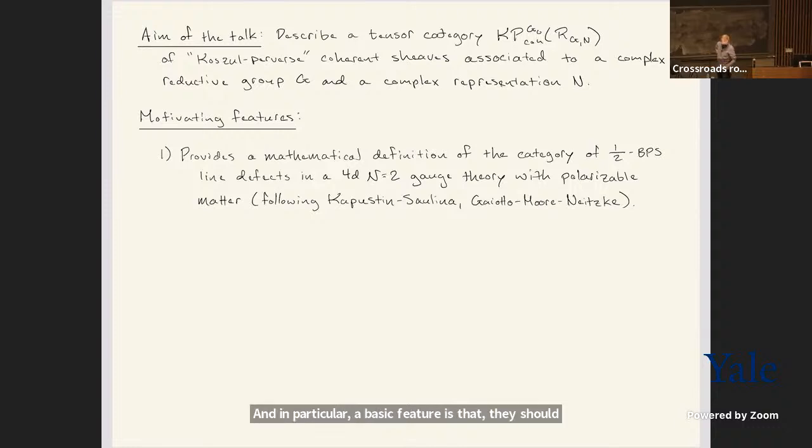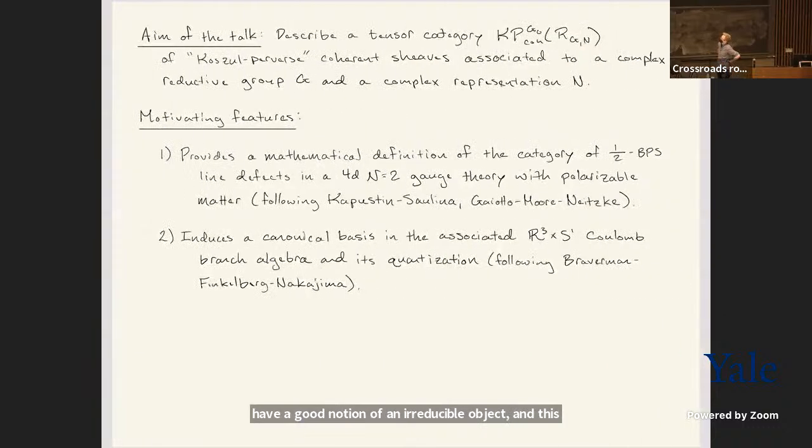And this leads us into the second point, which is that their irreducible objects should induce a canonical basis in the associated Coulomb branch, specifically the 4D or K-theoretic Coulomb branch, which was given a mathematical and algebraic geometric definition following Braverman, Finkelberg, and Nakajima. And I'll recall their construction in a minute as well.